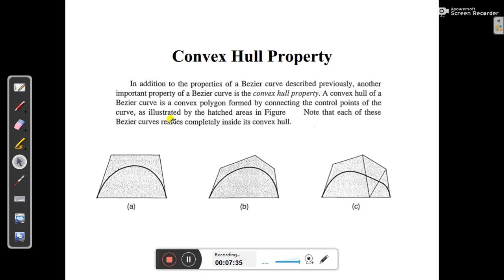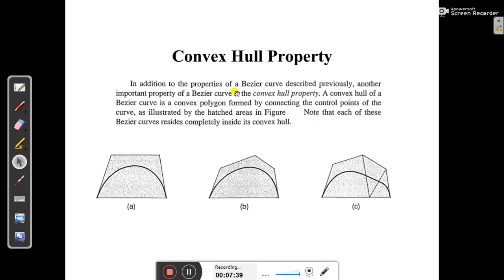Again, another thing is the convex hull property. In addition to the properties of Bezier curve described previously, another important property of Bezier curve is the convex hull property. A convex hull of a Bezier curve is a convex polygon formed by connecting the control points of the curve, as illustrated by the hatched areas in the figure.